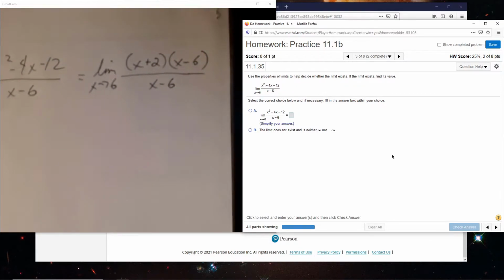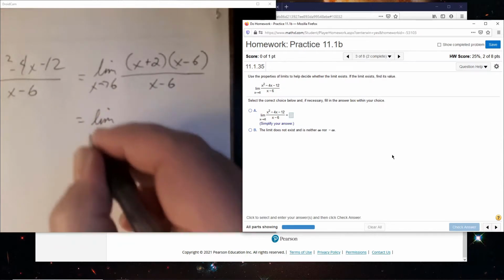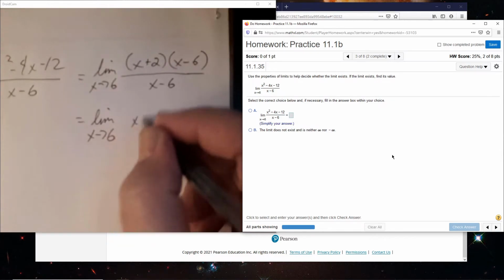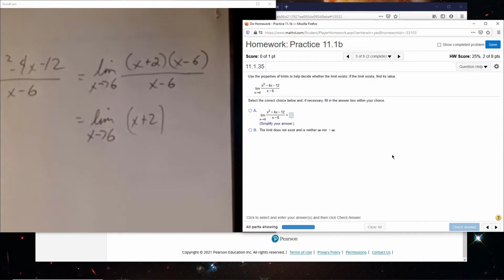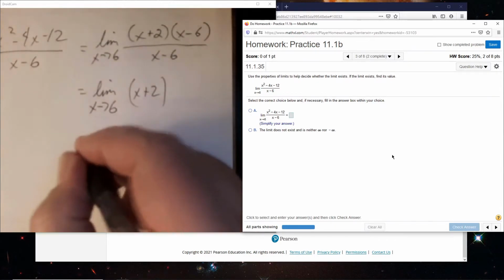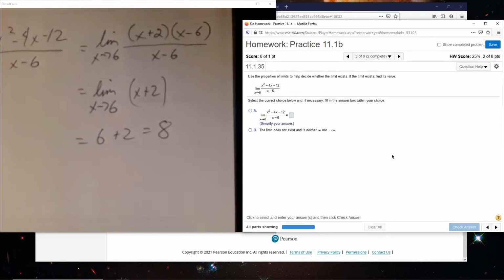And so we have the x minus 6's that can divide out. And x plus 2 is what we're taking the limit of. So now we'll check the number again, see if it works, and it does. Now when I say it works, that means we're not getting 0 divided by 0. We're getting an actual number out.